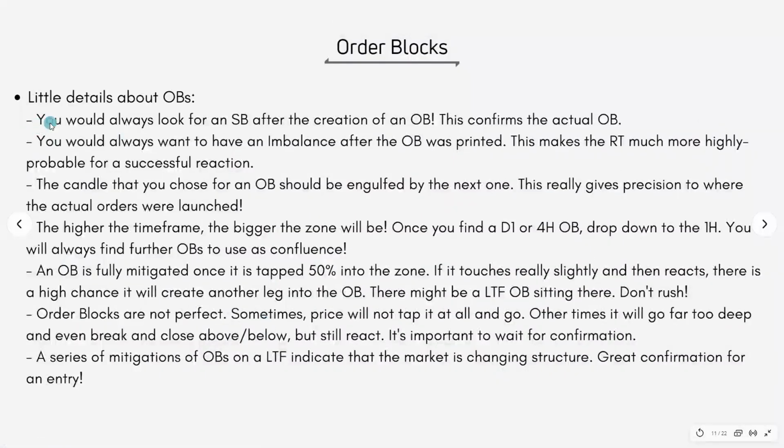Yeah, so here we are. We actually already covered some of those points. You would always look for a structure break after the creation of an OB. This confirms the actual OB, right? You would always have to have a little bit of an imbalance after an OB was printed. So you need to see a strong candle exiting, engulfing the previous candle, which is going to create that empty space, which we're going to cover in a second. That makes the retest much more highly probable for a successful reaction. The candle that you choose for an OB should be engulfed by the next one. We already covered this one. This really gives precision to where the actual orders were launched. So instead of placing it on that big order, we're going to place it a little bit below, where the move actually started, right?